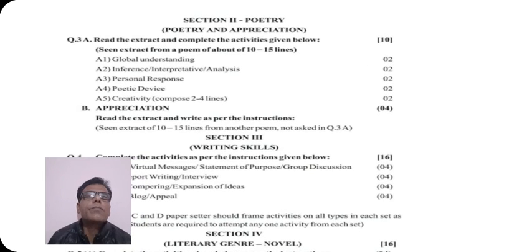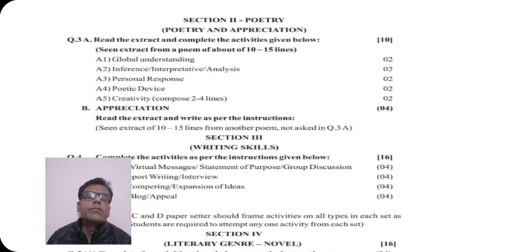Now the next section, section 2 of poetry. Poetry and appreciation. So question 3a. Here we will be given an unseen extract from a poem of about 10 to 15 lines.